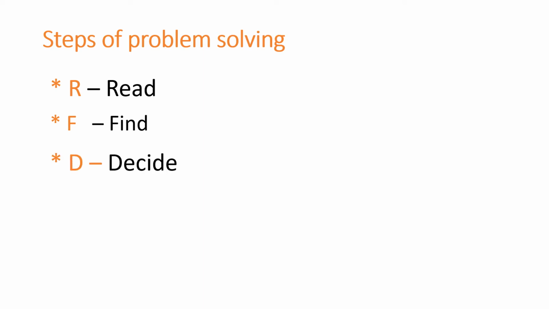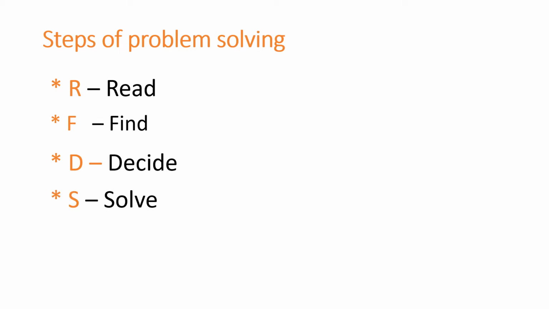So in the third step, we have decide. What do we have to decide? It's very simple. After reading and finding the information, you have to decide what we have to do. Like, are we going to add? Are we going to subtract? Are we going to multiply? In this way, you have to decide what to do.